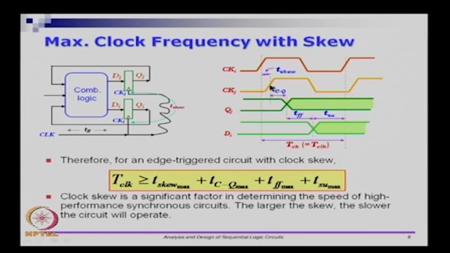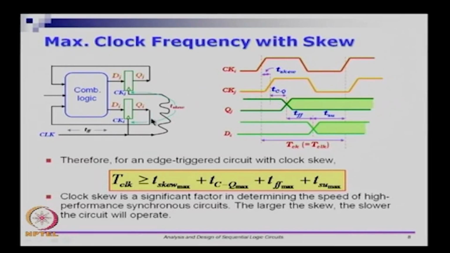If CKJ comes slightly to the left, which means CKJ is not too much delayed compared to CKI, then you have a little more breathing space. In fact, if it comes at the same time as CKI, then T skew is 0, and you get a little more breathing space. If it comes before CKI, then that is actually good, because then you have a lot more space.